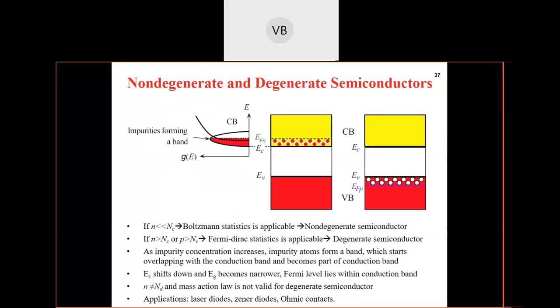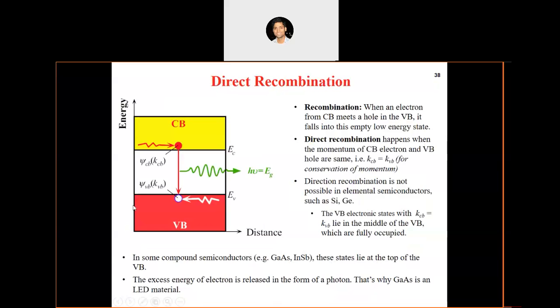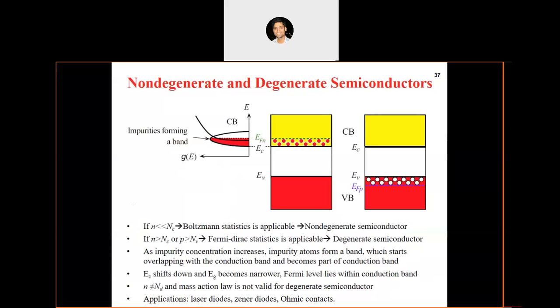Temperature dependence of degenerate semiconductors actually will be very similar to metals. In metals, if you remember, the resistivity is directly proportional to the temperature. Similar sort of thing will be happening in degenerate semiconductors, because they behave more or less like metals. Okay. Any other question?